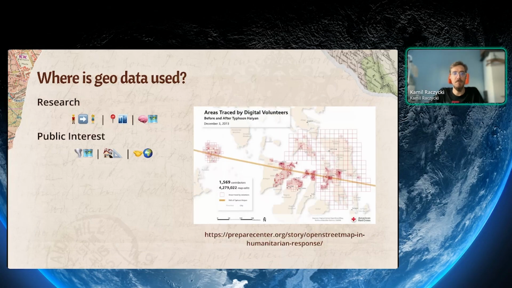The next part is public interest, where geospatial data is used for urban planning, disaster response mapping, or humanitarian help. Here you can see an example of a volunteer effort to map areas after Typhoon Haiyan in 2013. Volunteers took satellite images and traced out which objects were destroyed after the typhoon came, and that was really important to help people where help was needed.